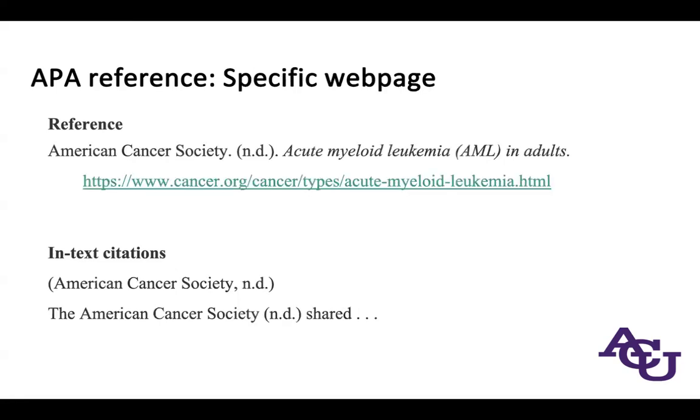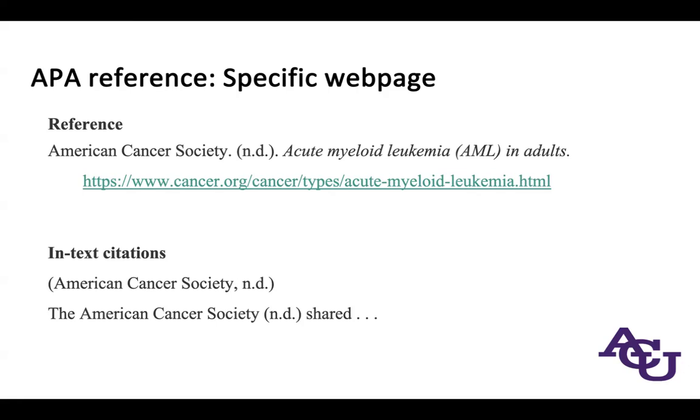If you share a specific detail from a web page, you may want to cite a specific web page in your paper. So here's an example of how you could cite an organizational web page where the organization is both the author and the name of the website. This commonly happens when we're referring to hospitals or health organizations like the American Cancer Society, which I've used as an example here. First, I put the organization's name, then I put the year in parentheses. Here, the web page didn't have a specific date, so I put N.D. for no date.